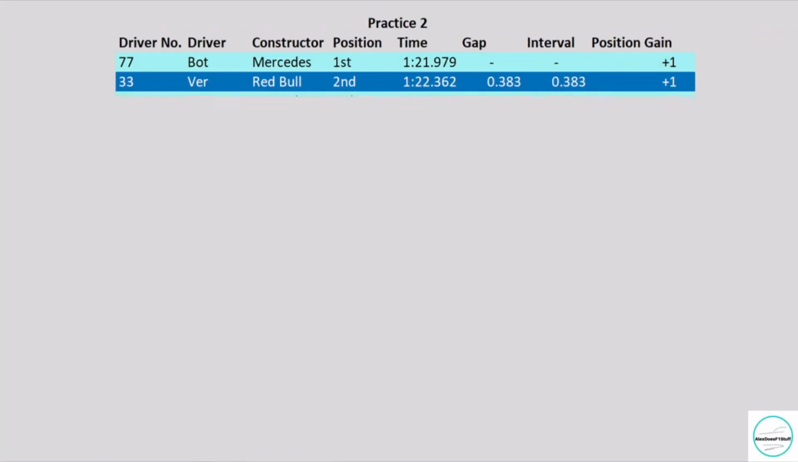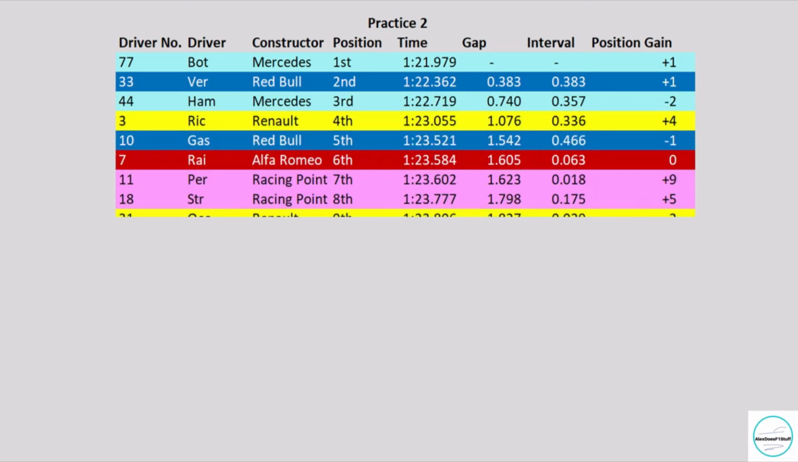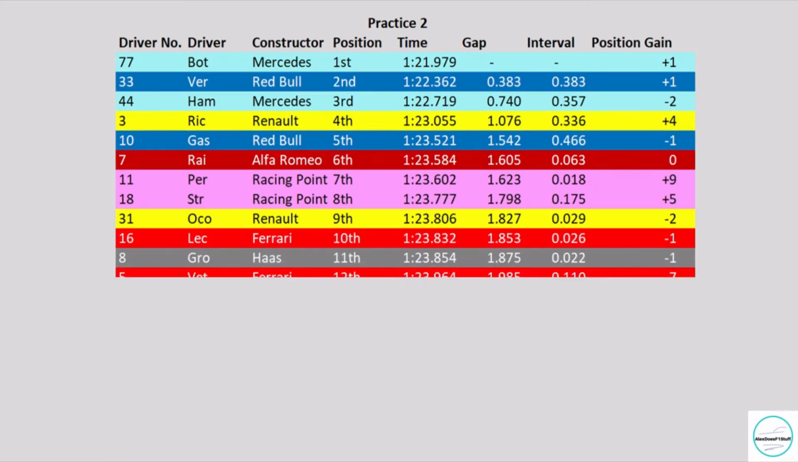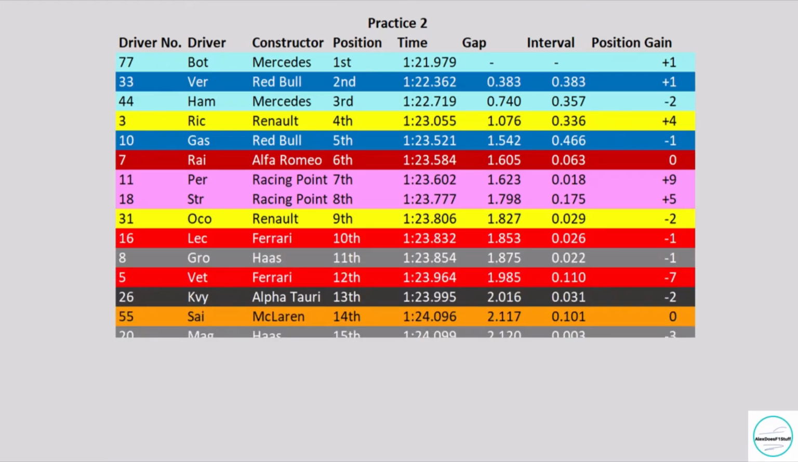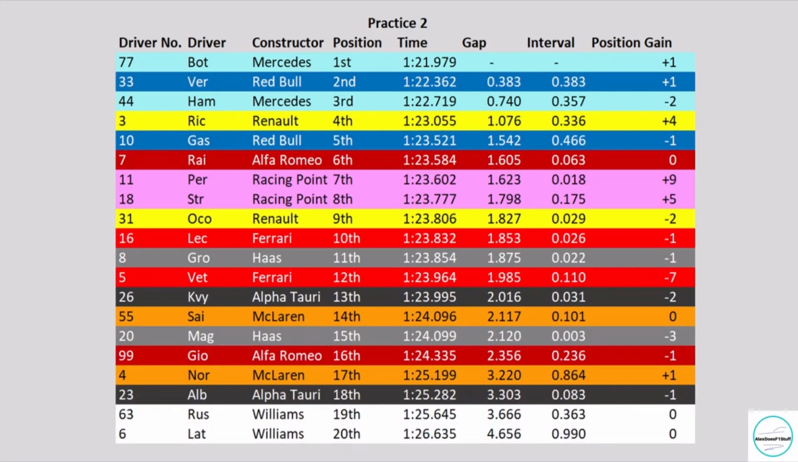So this was topped by Bottas, with Perez also gaining 9 places over last year, and Stroll on 5. Vettel is the biggest loser, dropping 7. I'll just let that play out. I was a tiny bit quick.